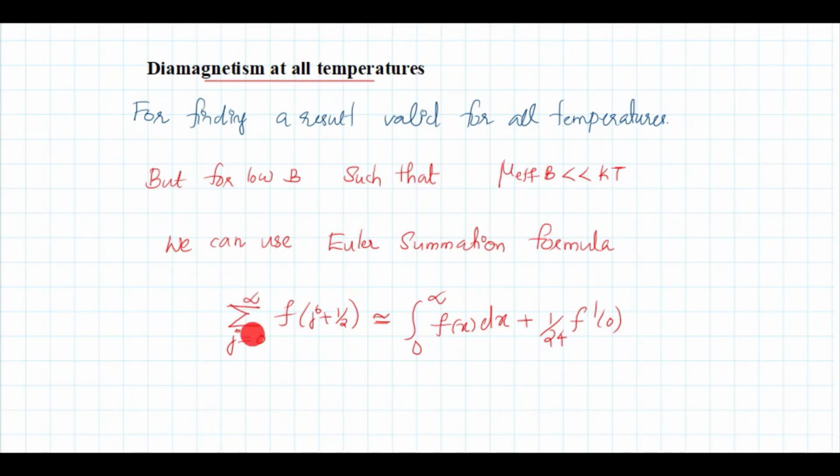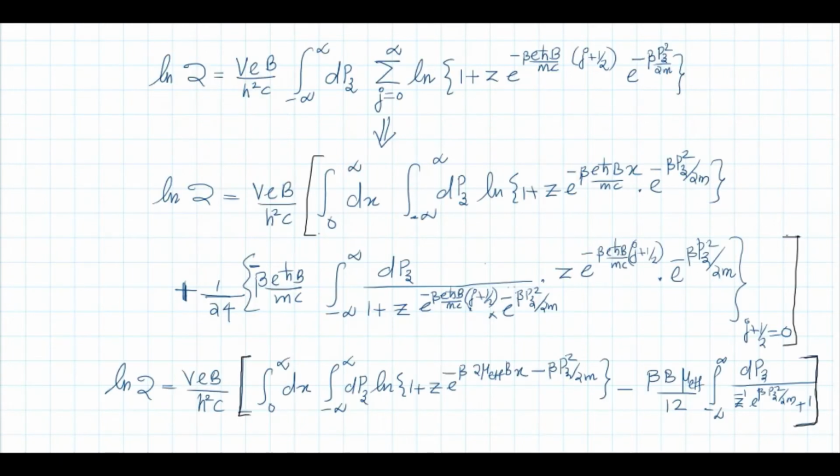It is given by the sum over j equal to 0 to infinity of f of (j plus half), which is approximately equal to the integral from 0 to infinity of f of x dx, plus 1 by 24 f prime of 0. Okay, this is the Euler summation formula. Now we have to apply this formula in our case.